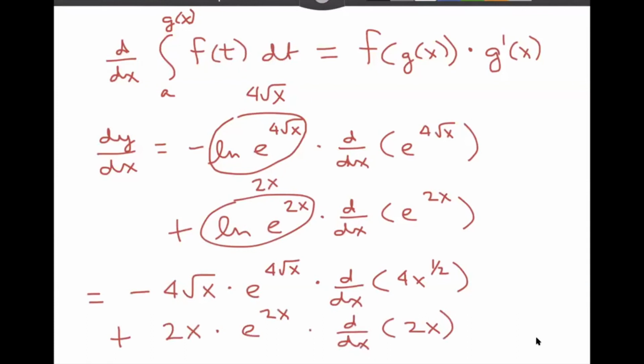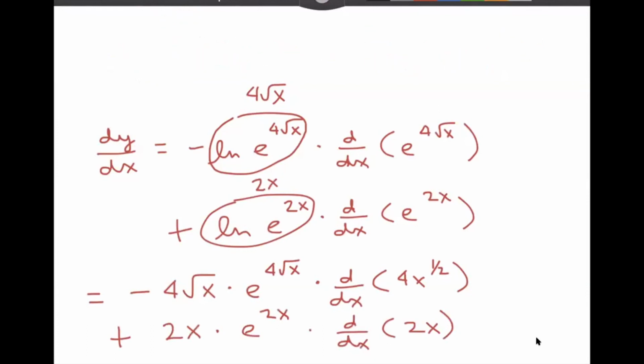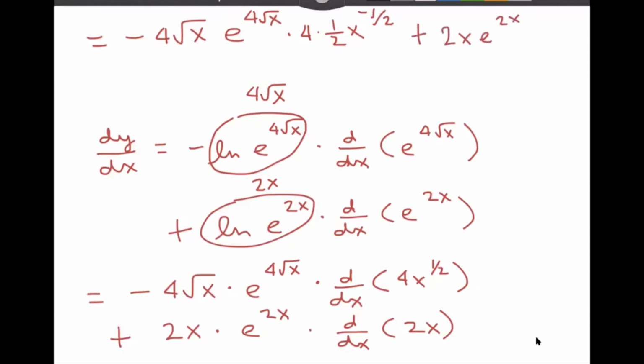I did not leave myself another blank screen, so let's just maybe get rid of this. All right, here we go. Okay, so we have negative 4 square root of x times e to the 4 square root of x times the derivative of 4x to the 1/2. So the derivative of 4x to the 1/2 is 4 times 1/2 x to the negative 1/2. Okay. And then this other term is going to be 2x times e to the 2x. And of course, the derivative of 2x is just 2.